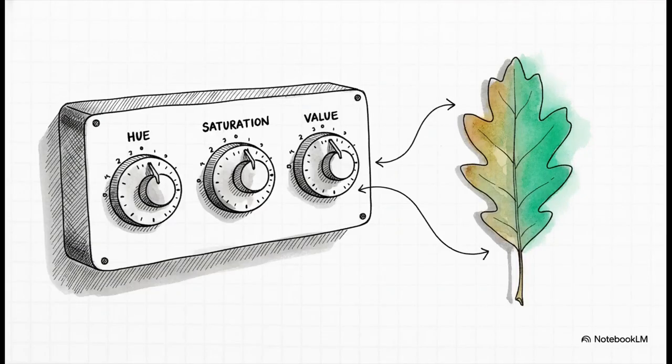Exactly! That's the perfect way to think about it. It's like having a control panel with 3 dials. You turn one dial to get the exact shade of green you want, another for how rich and punchy it should be, and a third for its brightness. By setting a very specific range on each of these dials, we can tell the program to count only the pixels that fit our perfect definition of a healthy plant.